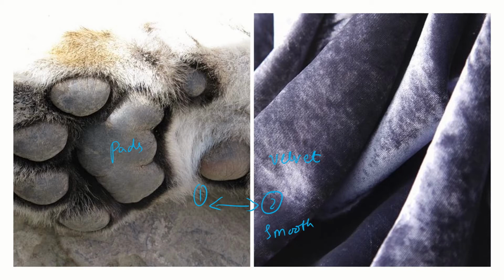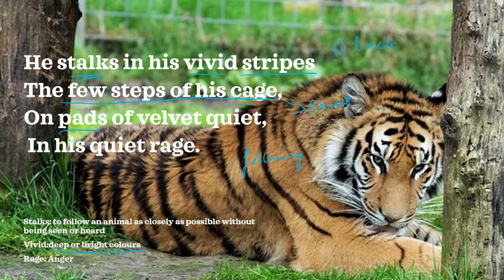But there is another reason why no one can hear this tiger walking around, why the tiger is so quiet. The reason behind that is this tiger is angry. The last line says, in his quiet rage. The tiger here is angry because he is being forced to stay in this small cage.